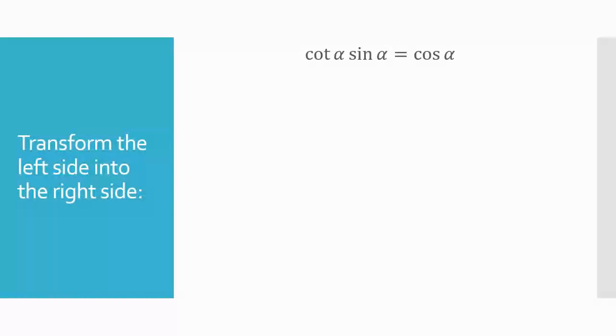I know that cotangent is cosine of alpha over sine of alpha. That's one of my trig identities, okay? So that's the first sort of substitution I'm going to make. Now I'm only working on the left side. I'm going to ignore this right side for now.